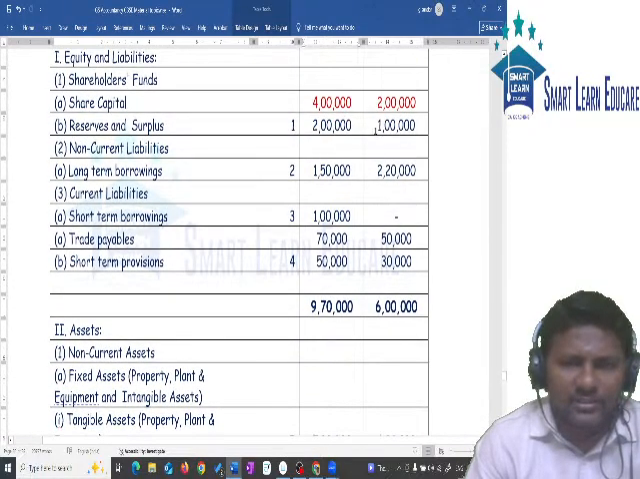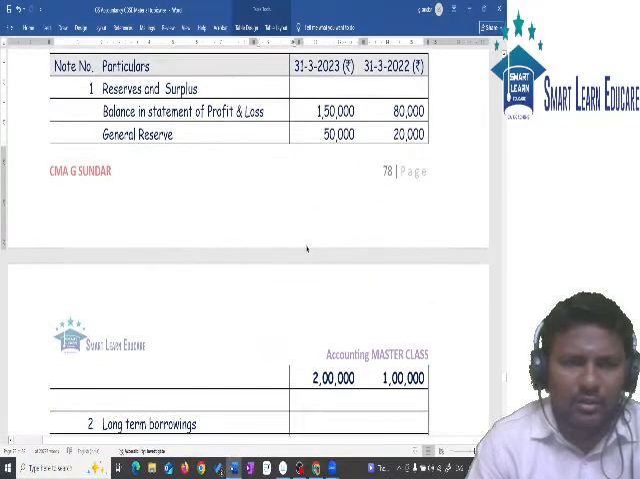What is the second number? Reserves and surplus. Opening balance 1 lakh, closing balance 2 lakh. Relating to reserves and surplus, we have note number 1. What is note number 1? Reserves and surplus. It is change in statement of P&L.